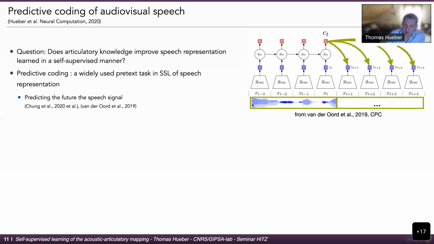We have here the past of auditory speech signals that is sent through a bunch of recurrent neural networks, and we obtain some kind of embedding, also called context vector in the paper. The goal here is to maximize the mutual information between these embeddings at time step T and the embeddings in the future, time step T plus one, T plus two, T plus three, or T plus four. So this is the core of the idea of contrastive predictive coding.